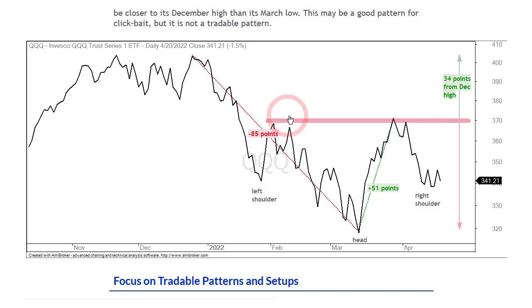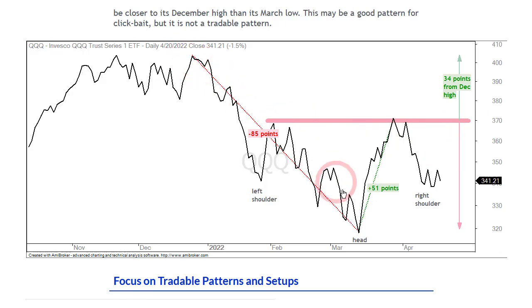So basically, you're probably going to be hearing about this inverse head and shoulders. You've got the left shoulder, the head, and now we've got this decline that might be forming the right shoulder. And if you get a break at 370, that confirms the pattern. That's the neckline.